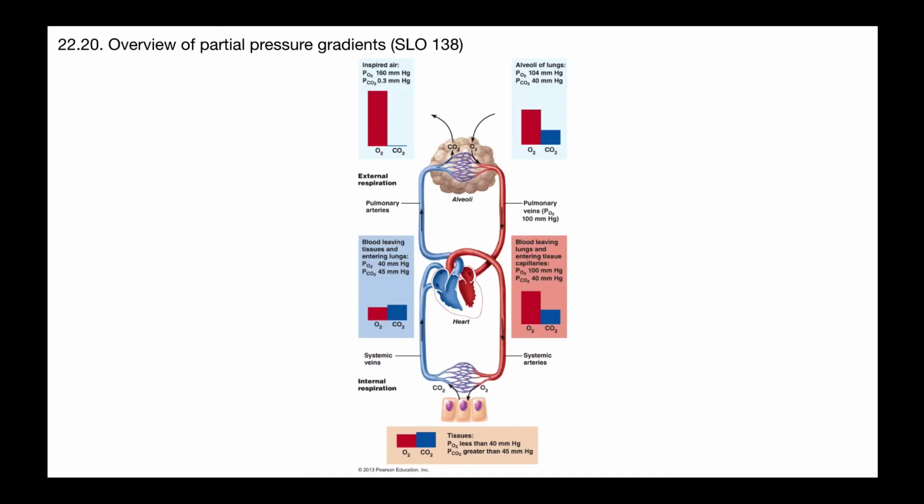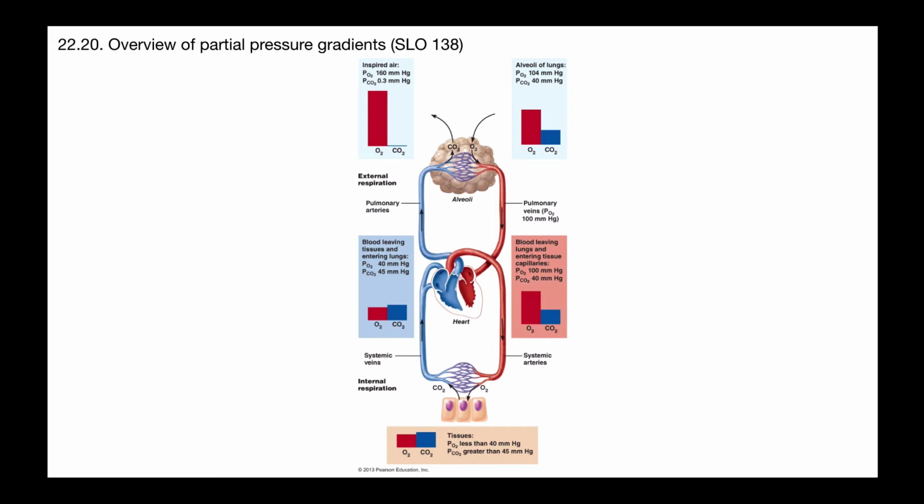Where we're going to land with this lecture is to talk about partial pressure gradients. The way I want you to think about this is the same old pressure rules as when we did the heart: gases are always going to go from where they are in high partial pressure to where they are in low partial pressure. I think those are pretty easy rules.